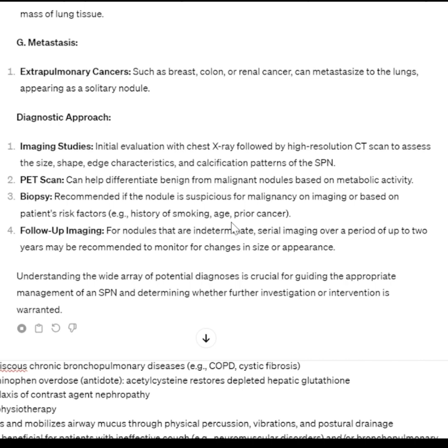4. Follow-up imaging. For nodules that are indeterminate, serial imaging over a period of up to 2 years may be recommended to monitor for changes in size or appearance. Understanding the wide array of potential diagnoses is crucial for guiding the appropriate management of an SPN and determining whether further investigation or intervention is warranted.